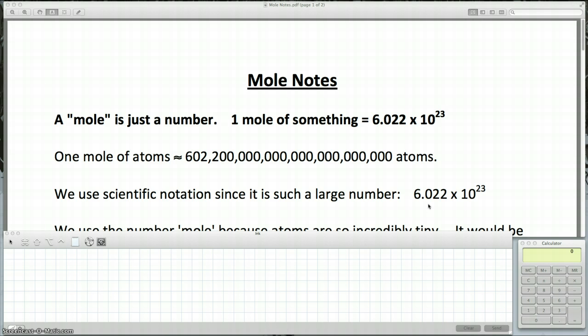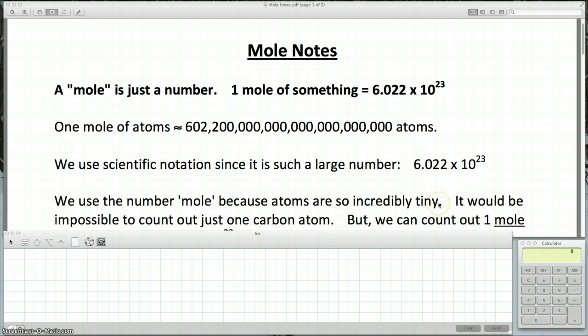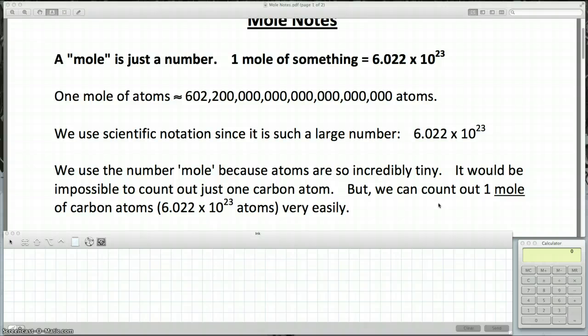Now we use the mole because atoms are so incredibly tiny. We can't count just one atom, but we can count 1 mole of atoms. So the analogy I use, let's say your job is you work at an egg farm and your job is to count eggs. You'd much rather count those eggs by dozens than by each individual egg.